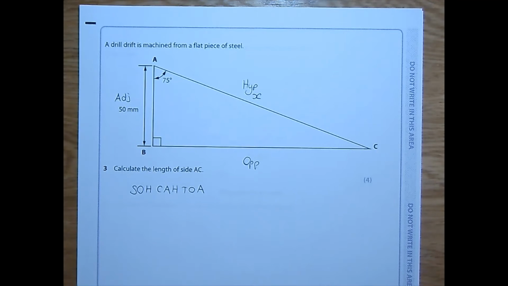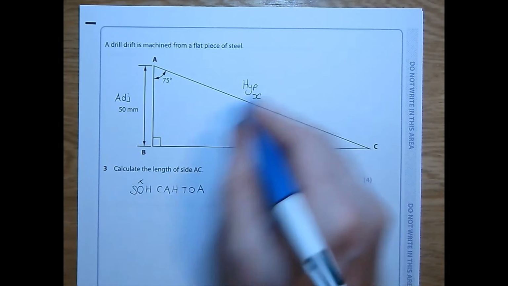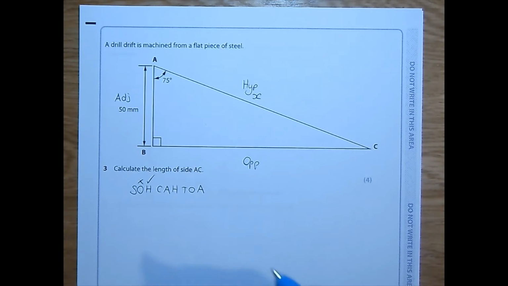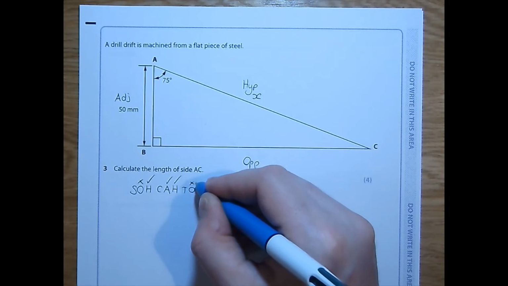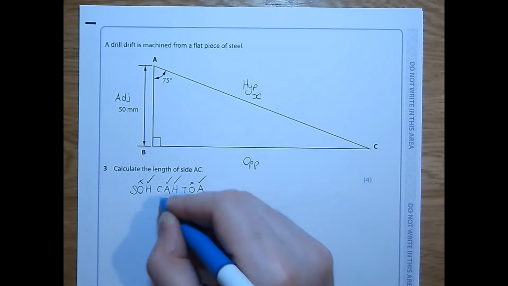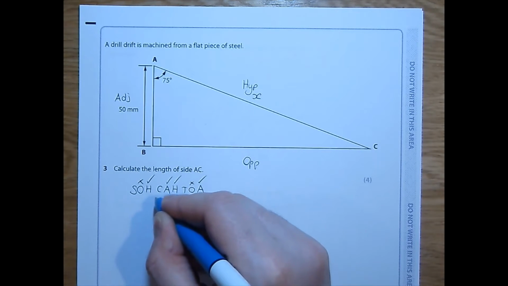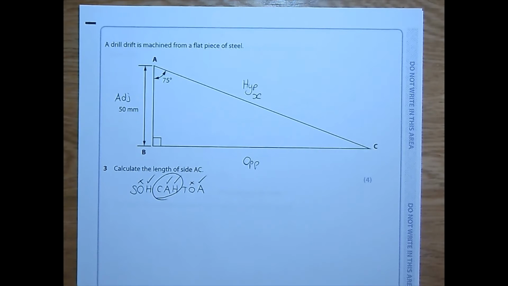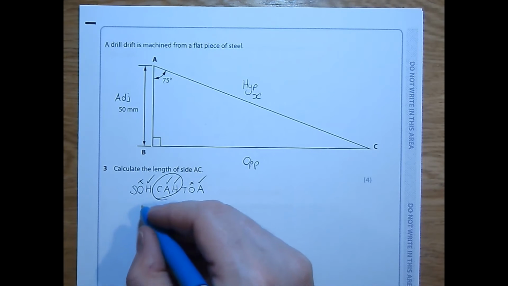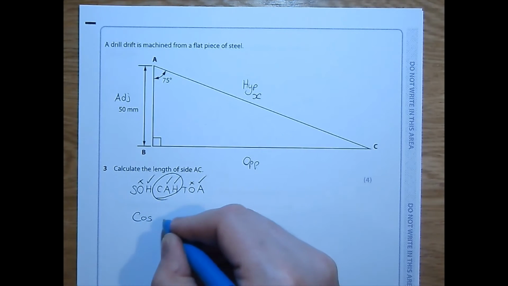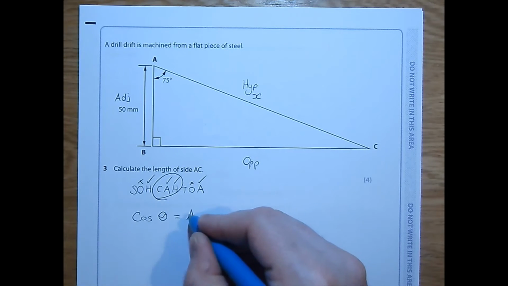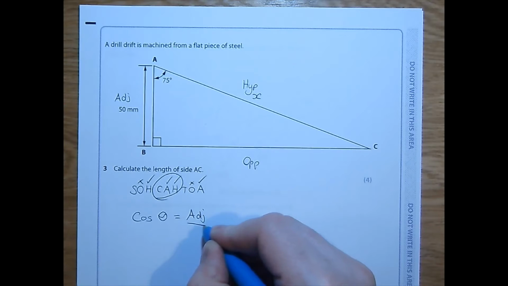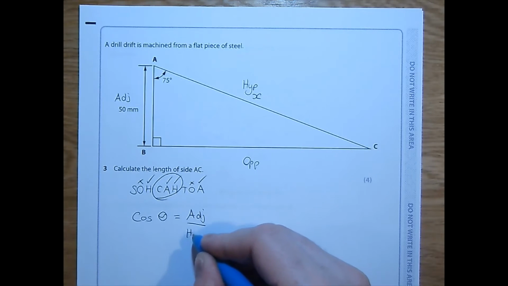Okay, what have I got? Oh, for the opposite? No, I haven't got that. Hypotenuse, yep, that one's involved. The adjacent, that's involved, and so is the hypotenuse. I don't have the opposite, I do have the adjacent. This is the one that ticks all the boxes, literally. Okay, so I need to do the cosine of an angle is equal to the adjacent divided by the hypotenuse.